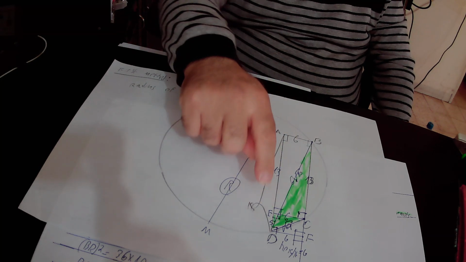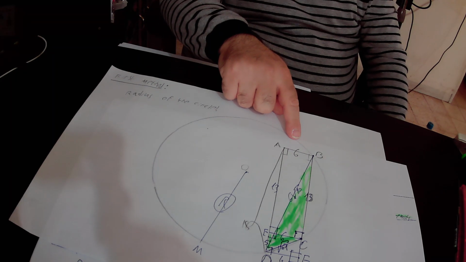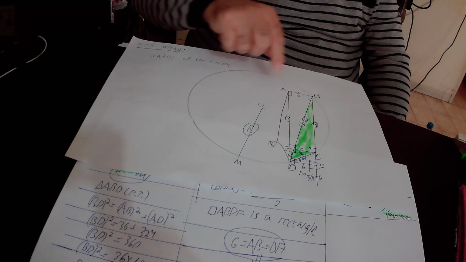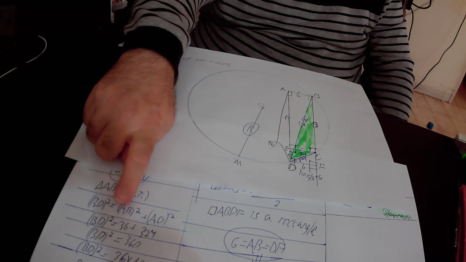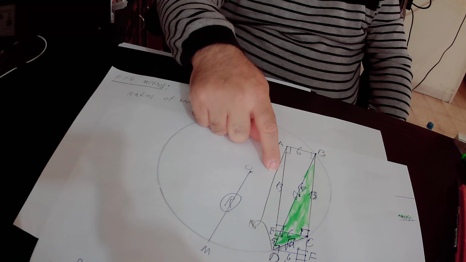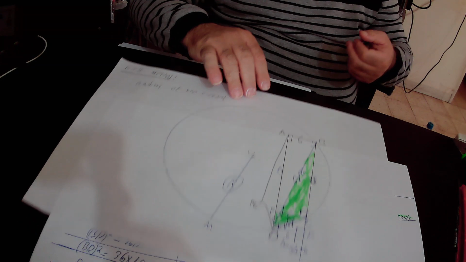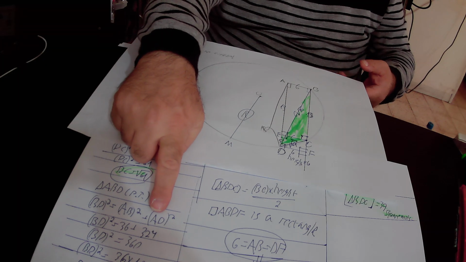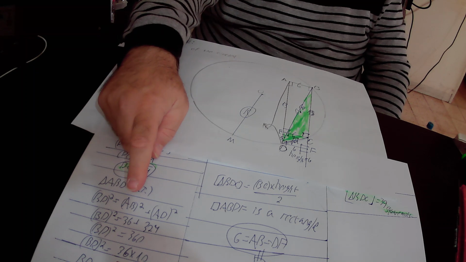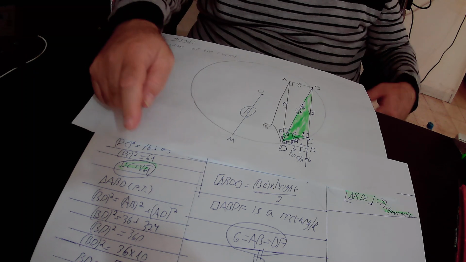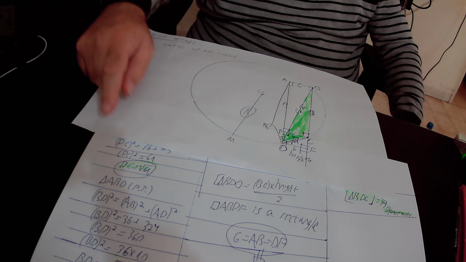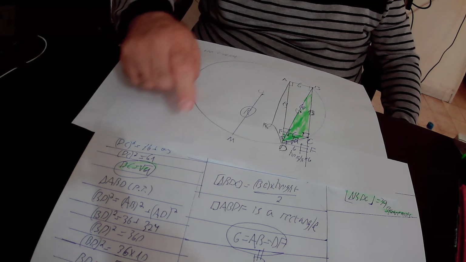So BD square must be equal to AB square. AB equals 6, therefore AB square is 6 squared, that is 36. So DB square equals 36 plus AD square. AD is 18, therefore AD square is 18 squared, that is 324. In conclusion, we found out that according to the Pythagoras theorem, BD squared equals 36 plus 324. 36 plus 324 is 360. So we found out that BD squared equals 360.